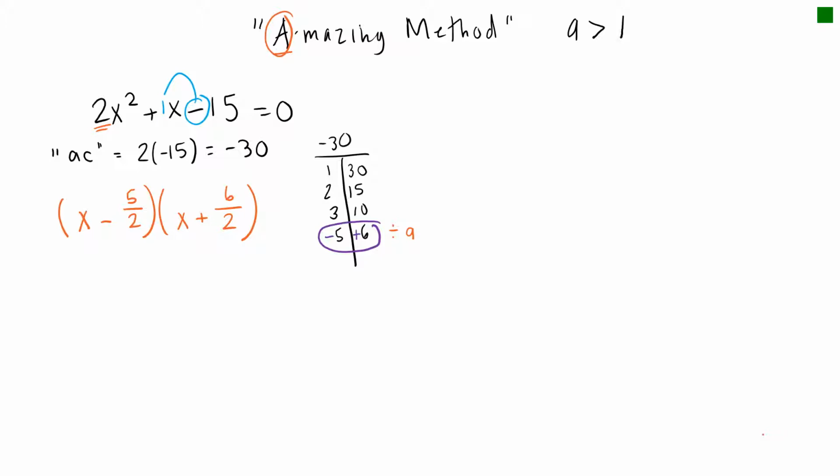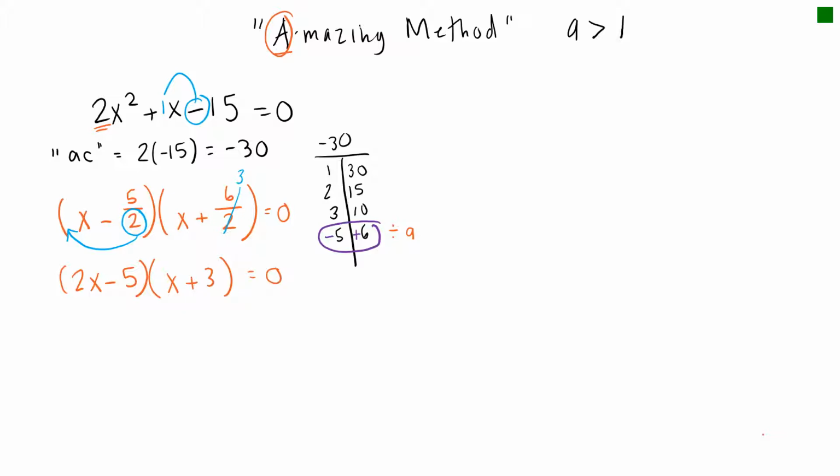Now in our first binomial, and again this is equal to 0, 5 over 2 is a fraction. So what happens when we have a fraction is we take this value, the denominator, and we pop it out front. So this one now becomes 2x minus 5. For our second one, we don't have to do that because 6 divided by 2 actually is 3. And so that is my second binomial, x plus 3. And that's equal to 0.